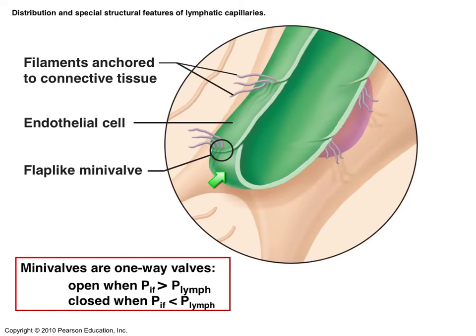When you have infection or some kind of injury, you get inflammation at the site of damage. One effect of this inflammatory response is an increase in the amount of interstitial fluid at the site of inflammation. With a greater volume of interstitial fluid, the interstitial fluid pressure goes up, and the lymphatic mini-valves open.